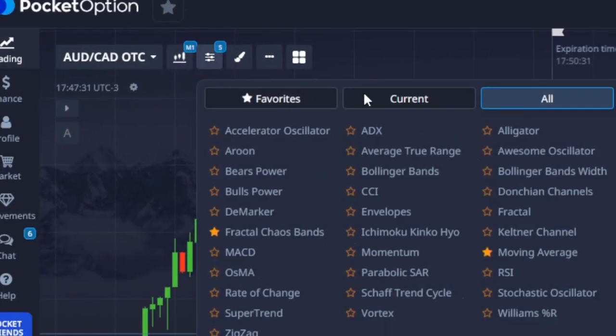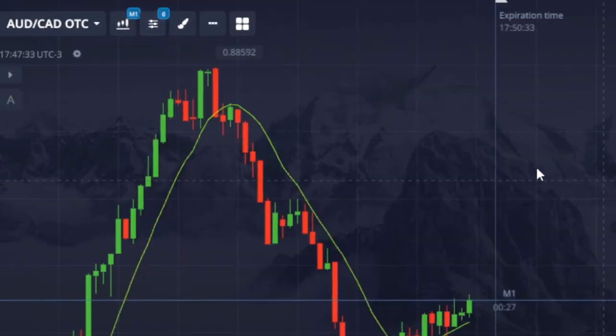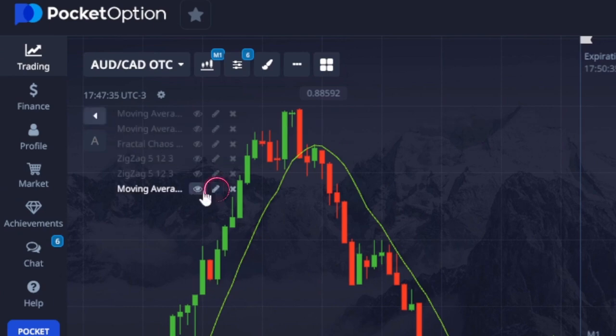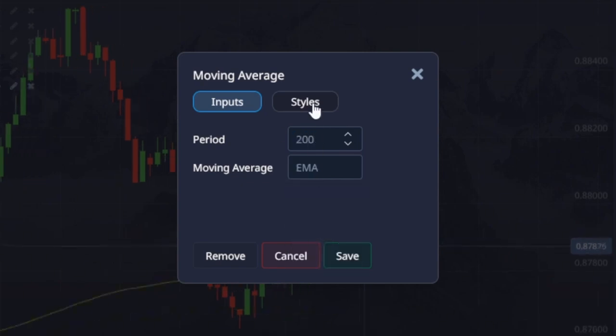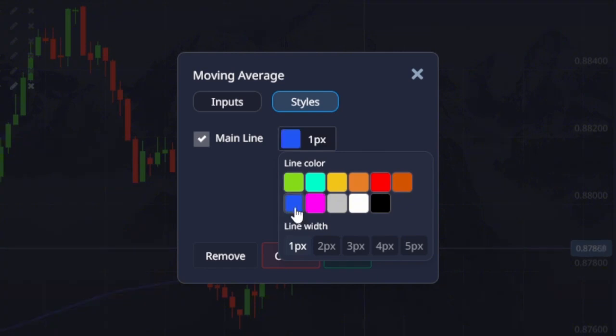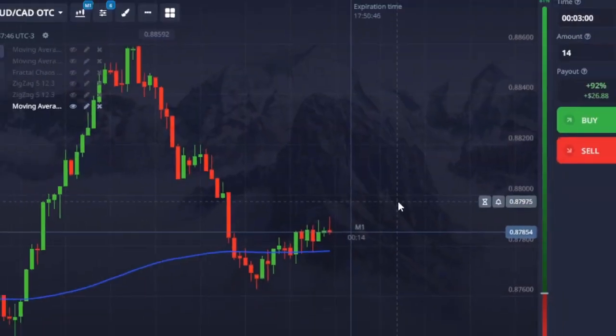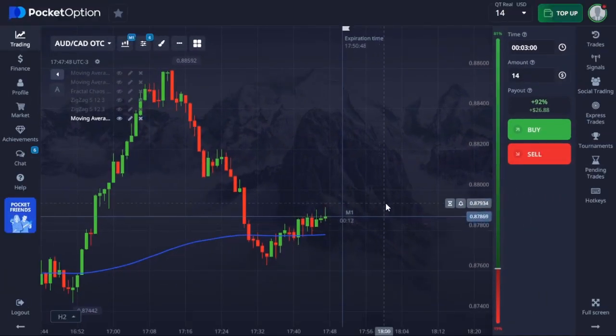Here we put in moving average and configure it. As I said, we're going to use a 20 period on the moving average. We're going to select EMA, exponential. Let's use blue with a thickness of 2, and that's it. We have the average. How to trade with it?